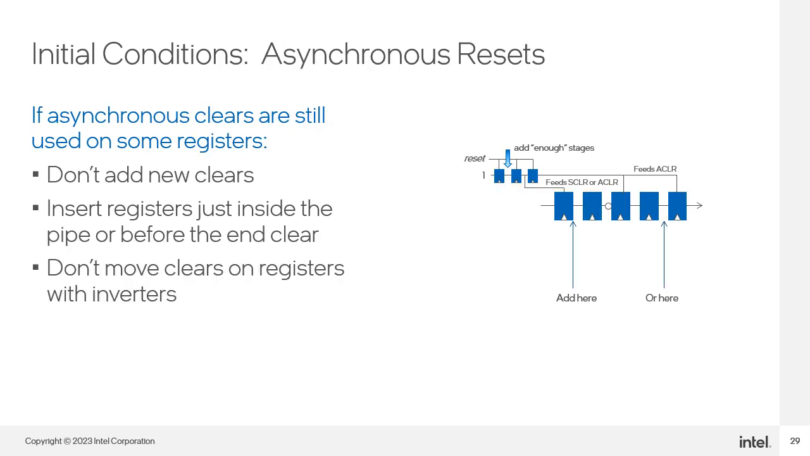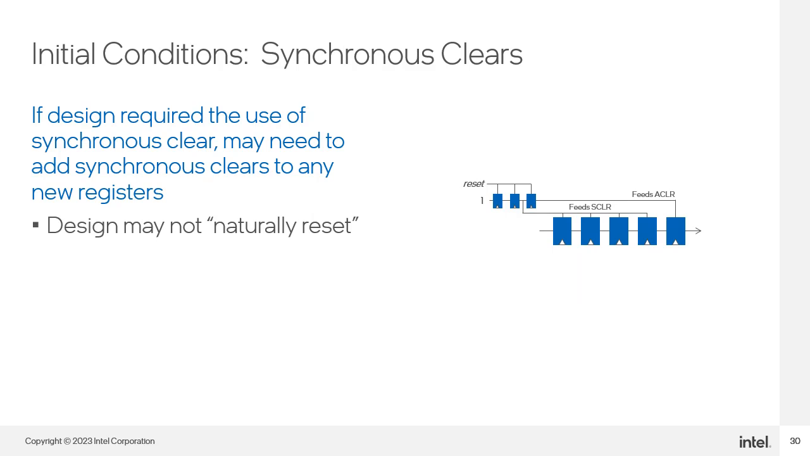if you use asynchronous resets on any of the intermediate registers in the data path, then use care when adding new pipeline registers. You should try to add the new registers in locations such that the new registers themselves do not need asynchronous resets, and so that you do not have to move the existing asynchronous reset signals. If you continue to use synchronous clears on your design, then make sure that any new pipeline registers you add also have synchronous clear controls on them. This is due to the fact that your logic is more than likely not designed to naturally reset, so your new registers need the synchronous clears to protect your initial conditions.